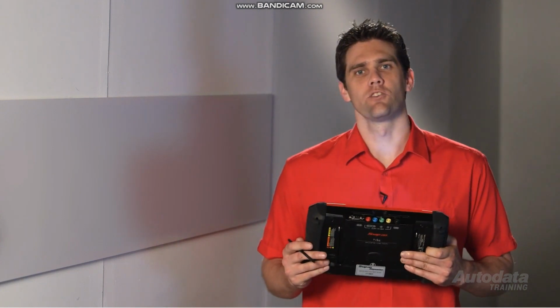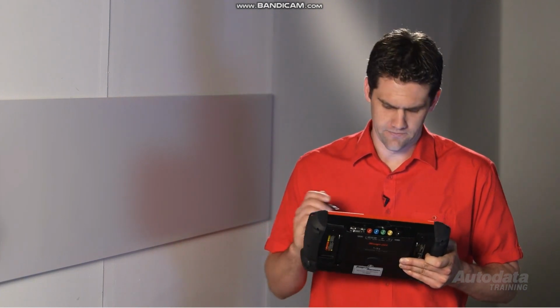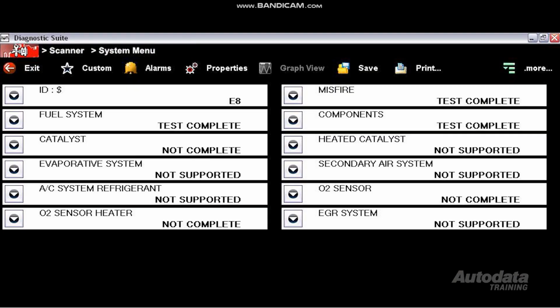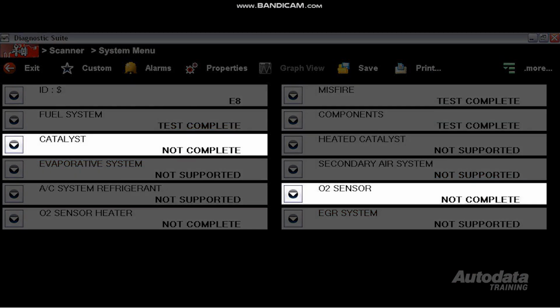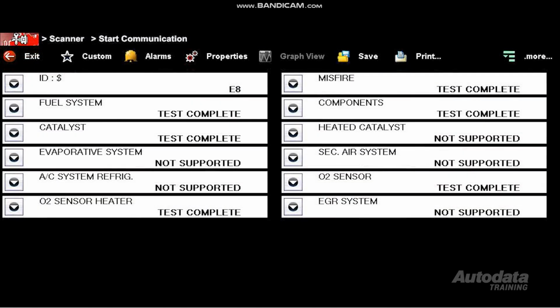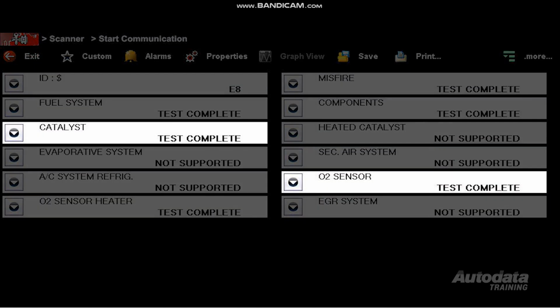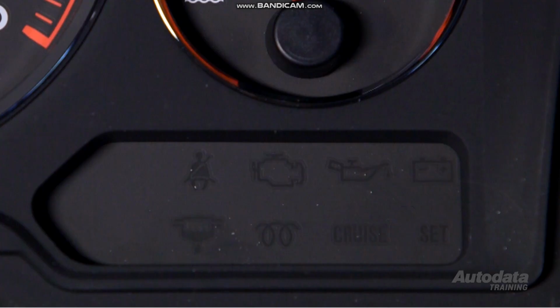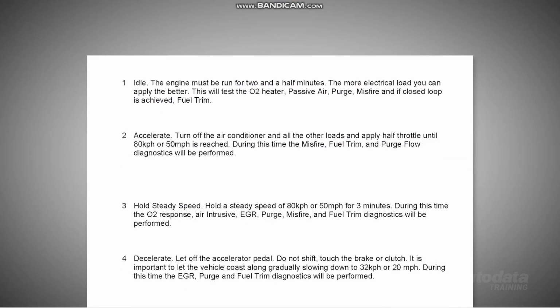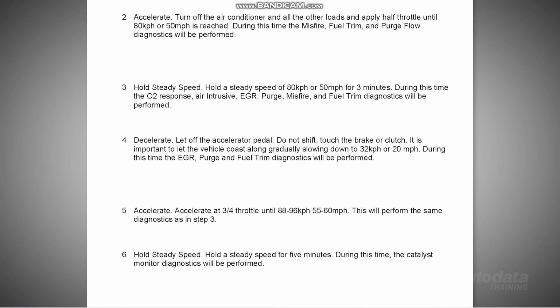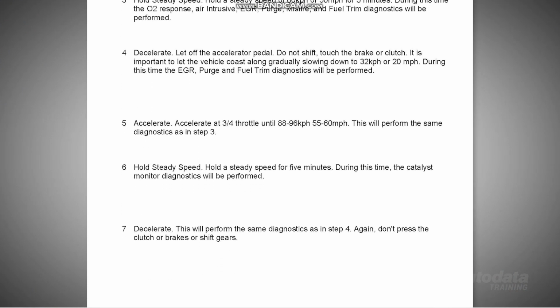Let's take a look at the two drive cycles that I performed. From the captured data, we can see that the first drive cycle readiness monitor did not complete. This is because of heavy traffic I encountered. The second attempt shows a completed readiness monitor. If several unsuccessful drive cycle attempts are made, the engine light will come back on. Remember, always follow the manufacturer's specifications when performing drive cycles.